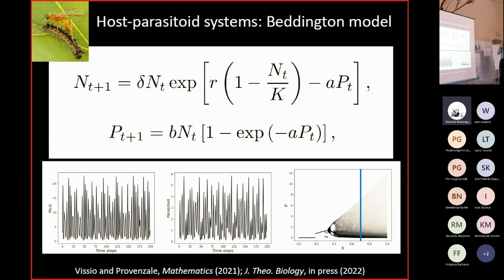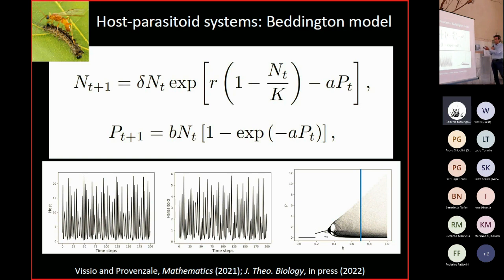So for example, take this model. This is the host-parasitoid model. It's a Beddington version of a famous model, the Bailey model, but basically it's two coupled maps. One is the host, the poor bug, the poor caterpillar, and then there is the parasitoid, P, which is the wasp typically that puts the eggs in the caterpillar and uses the caterpillar for food for the larvae.